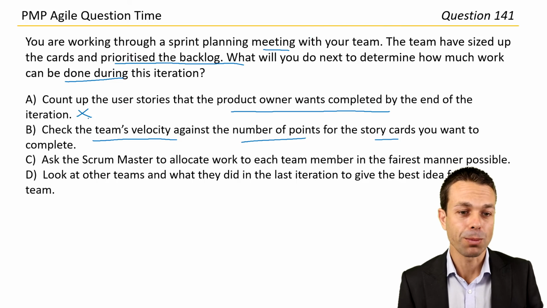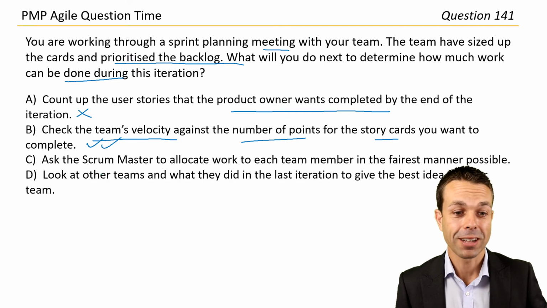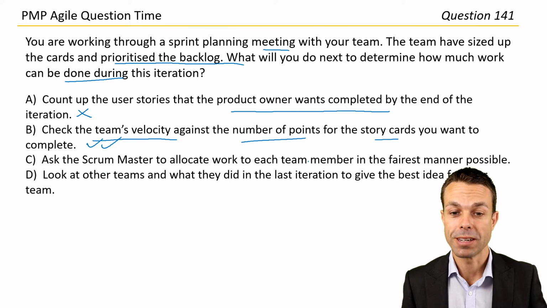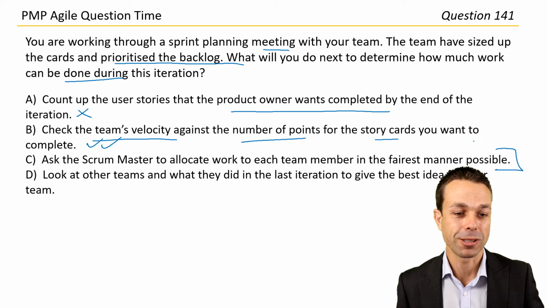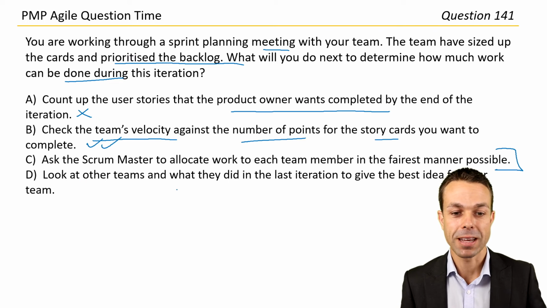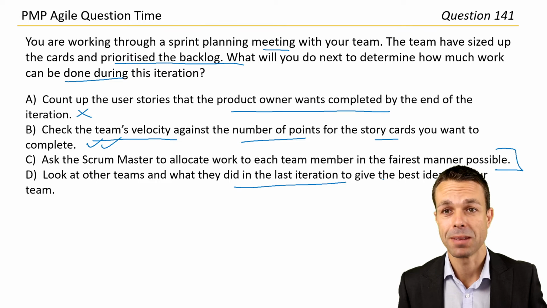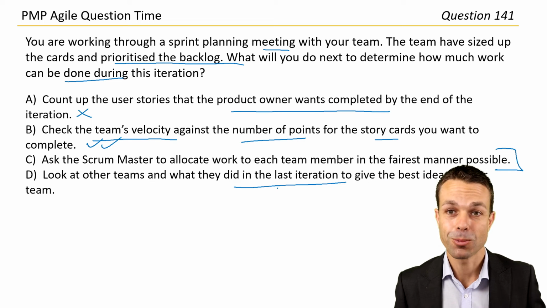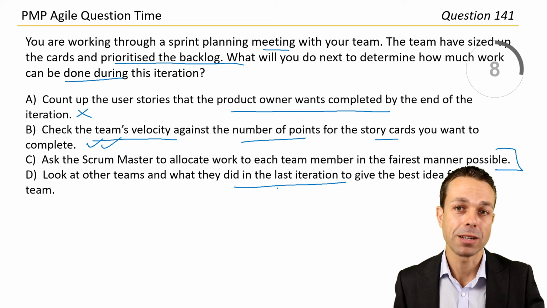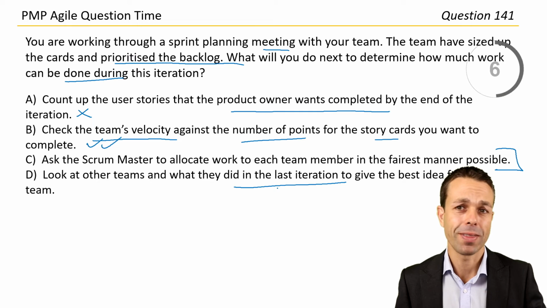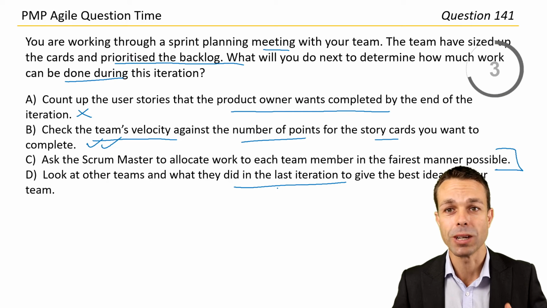That's probably going to be the one. Let's see the others. Ask the Scrum Master to allocate work to each team member in the fairest manner possible. That's not really related to what we're trying to do here. And look at the other teams and what they did in the last iteration to give us an idea for our team. That's not good either, because we just want to look at our team and figure out how much we can complete. Every team will be different, and every team might even measure their approaches slightly differently as well, and that's totally fine, as long as it's agreed within the team.